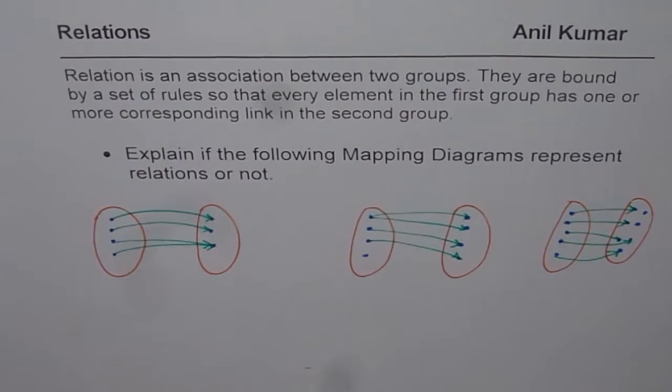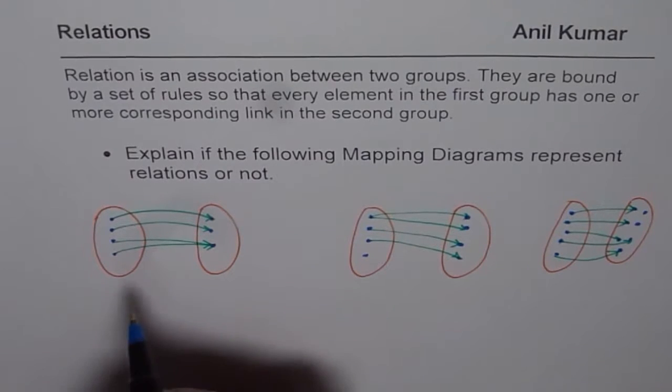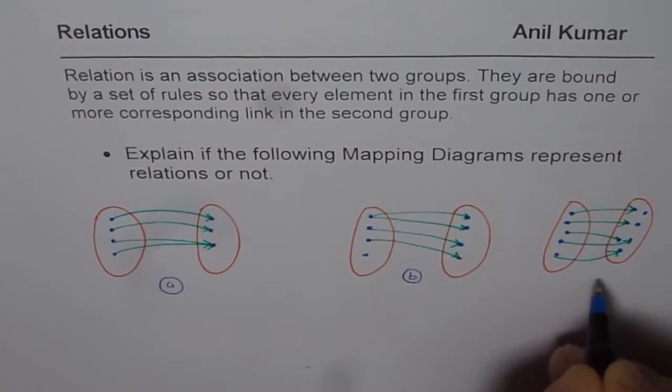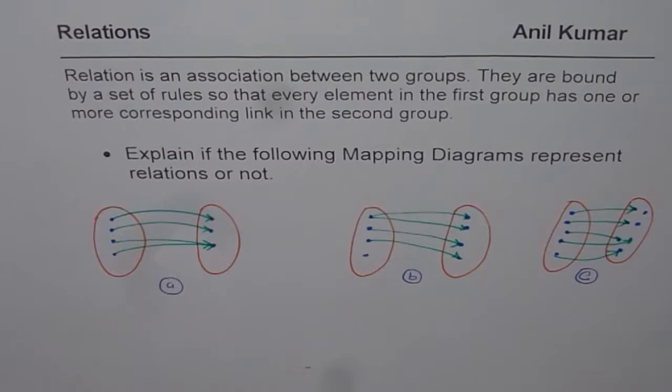Now you need to answer if, let us say this is relation A, this is relation B, and this is relation C. These are the three mapping diagrams. The question here is, does mapping diagram A represent a relation or not? Is B representing a relation or not? Or C, is that representing a relation or not? That is the question for you. Now you can pause the video, answer the question, and then look into my suggestion.